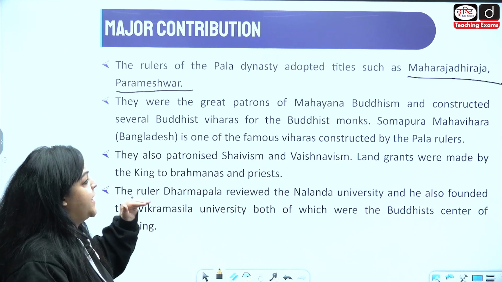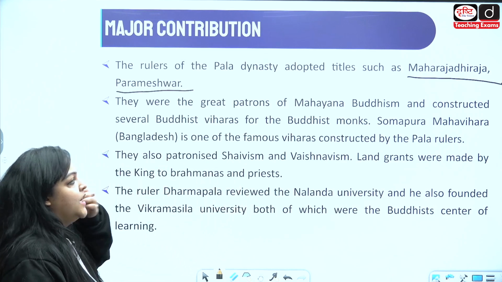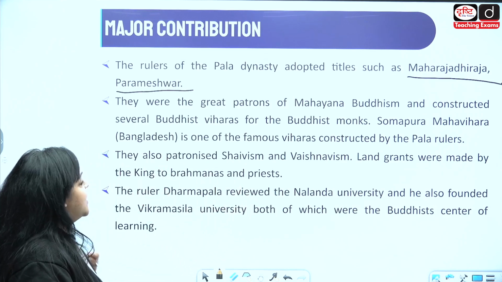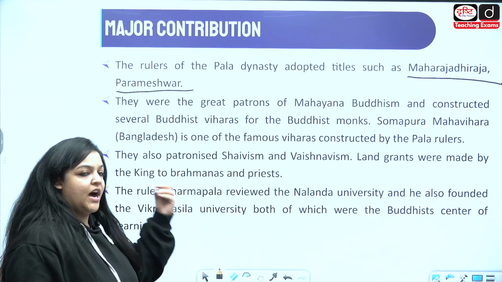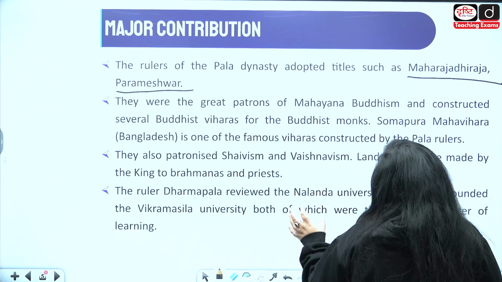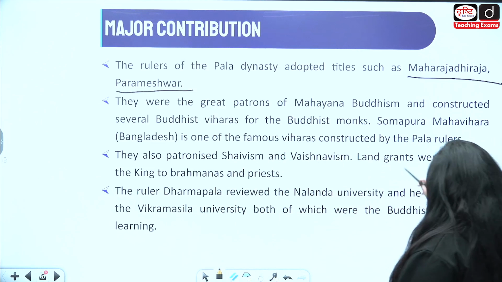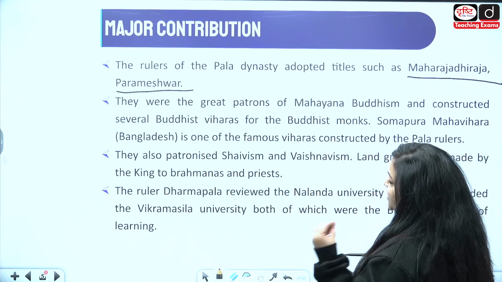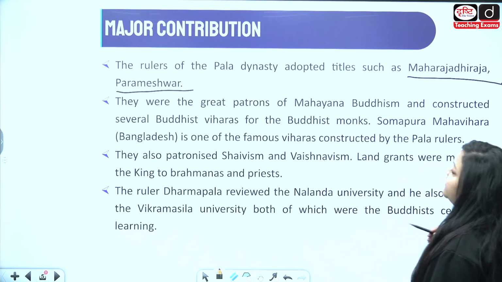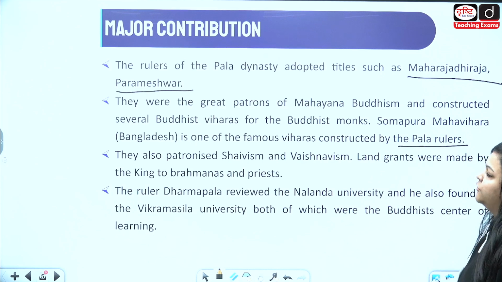Now, they were great patrons of Mahayan Buddhism, not just Buddhism, but Mahayan Buddhism, and constructed several Buddhist viharas for Buddhist monks. Please remember the names of the Buddhist viharas. This is very important. So, we have Sompur Mahavihar, which is in Bangladesh. It is one of the most famous viharas which was constructed by the Pal rulers.